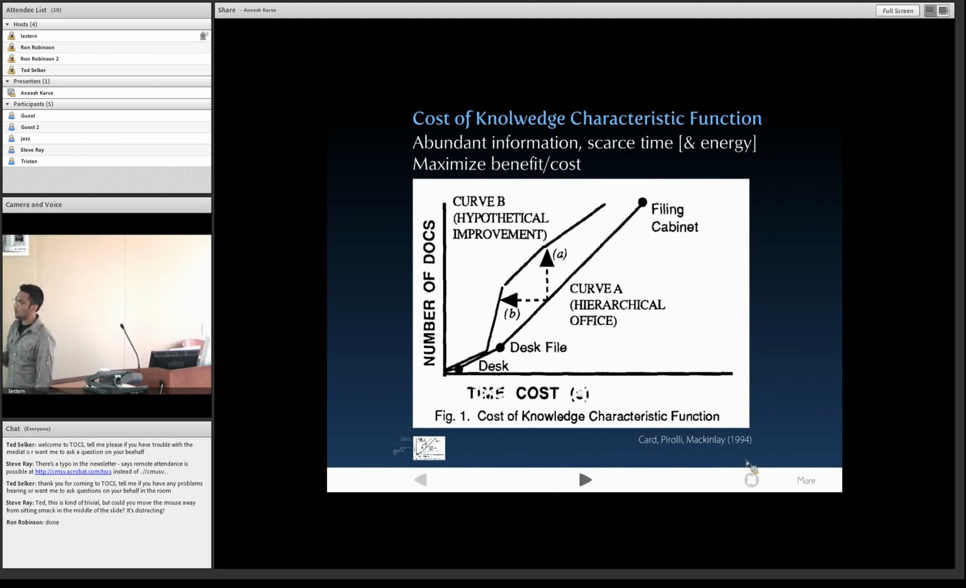What they show essentially is that on your desk, you can work with a small number of documents, but you can do it very quickly. And then with your desk file, you can work with more documents, but it costs you more, and so on and so forth, all the way up to the filing cabinet. And this is pretty much the same structure that we see in moving from sensory inputs to our short-term memory structures and our long-term memory structures.